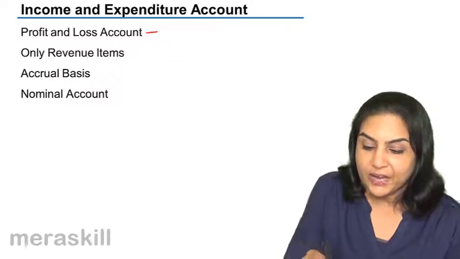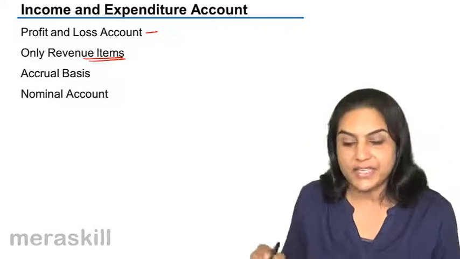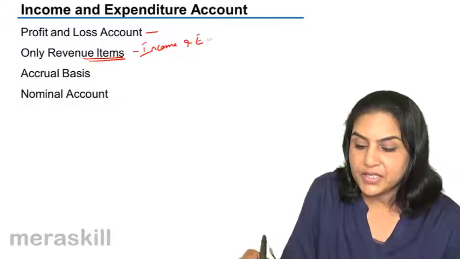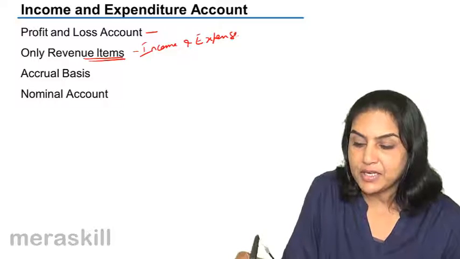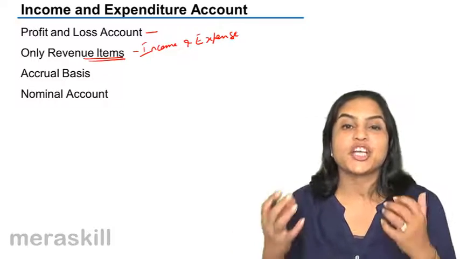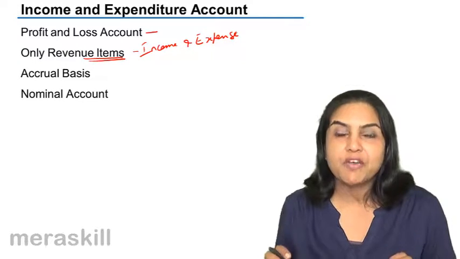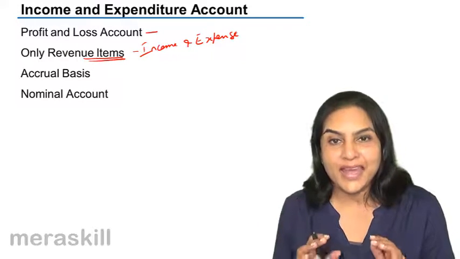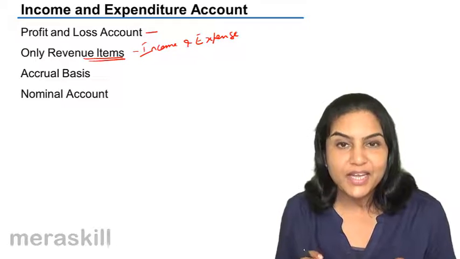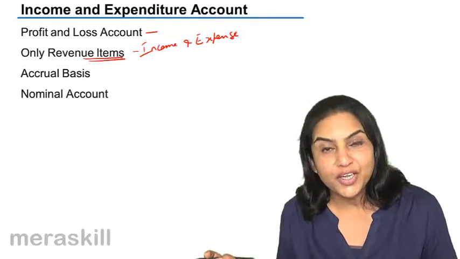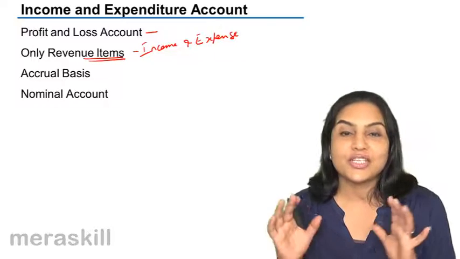That means we record only revenue items, income and expense, not capital. What do you mean by capital? Purchase of assets. What are capital items? For example, if we buy an asset, if we spend money, the benefit of which we intend to get in future, in the next year, then those things are called assets.